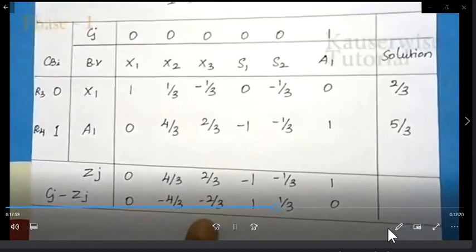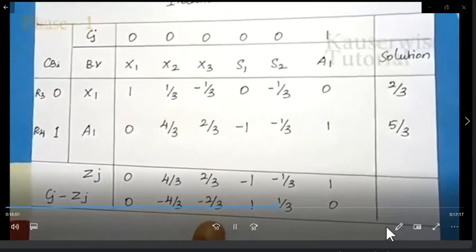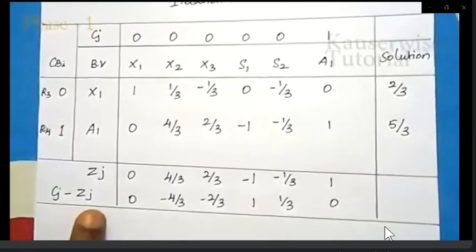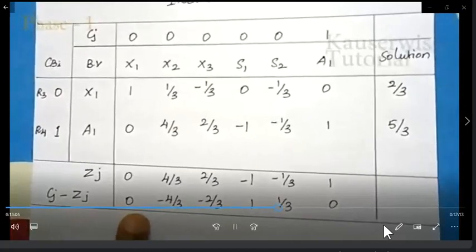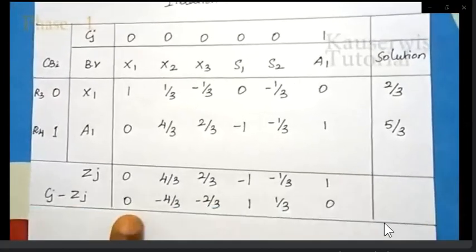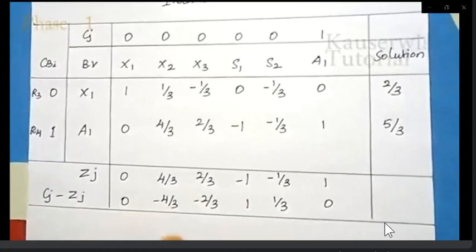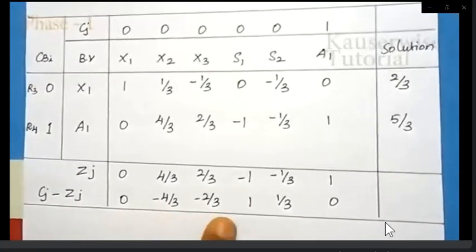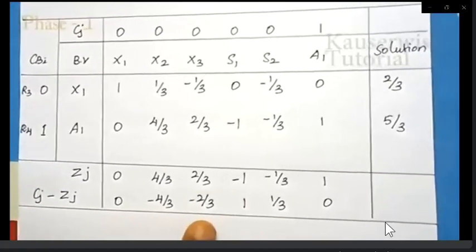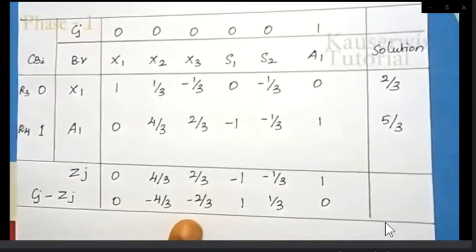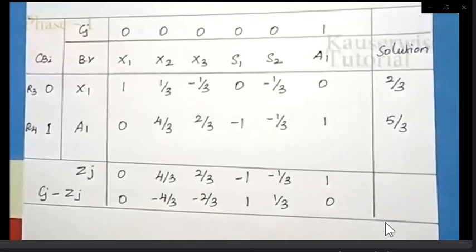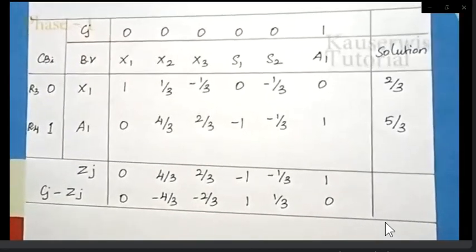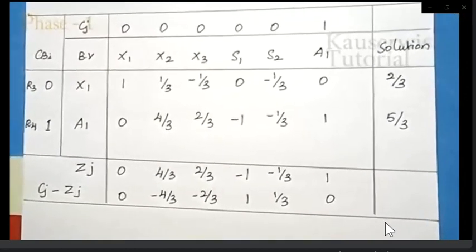For a minimization problem, the optimality condition is that all the Cj minus Zj must be greater than or equal to 0, which means we have to get either 0 or positive values. But here we have got negative values, so we didn't reach optimality. We need to move further. In order to move to the next iteration, we need to find the key row, key column and key element.